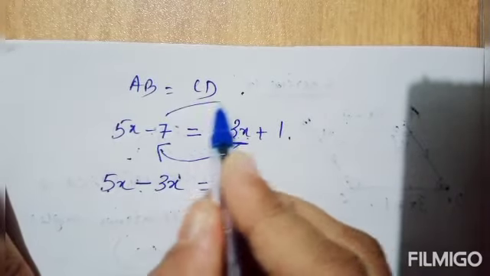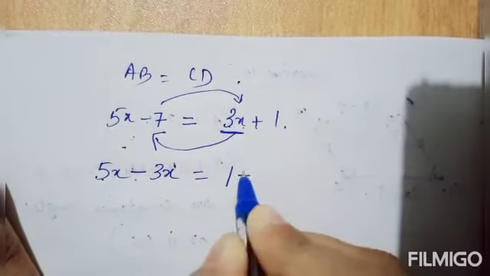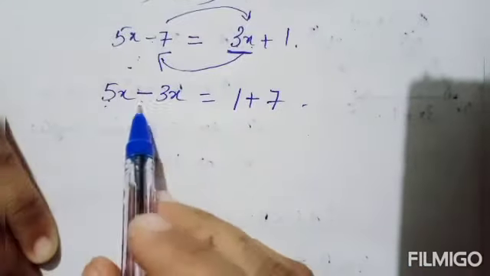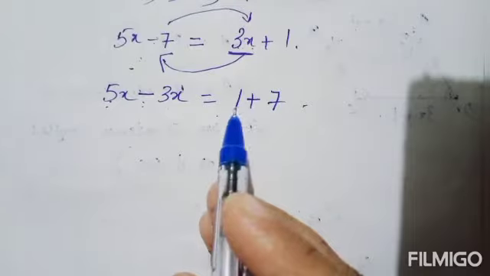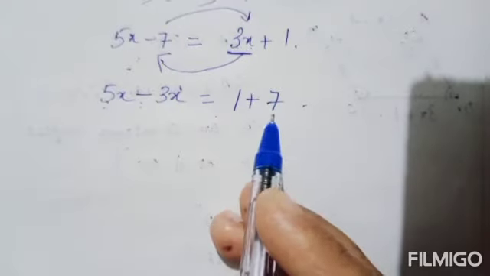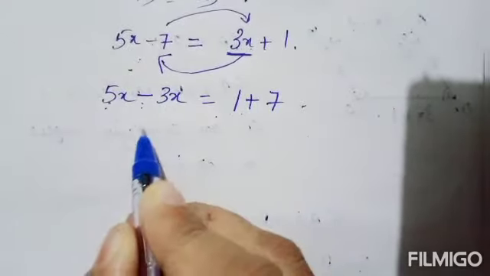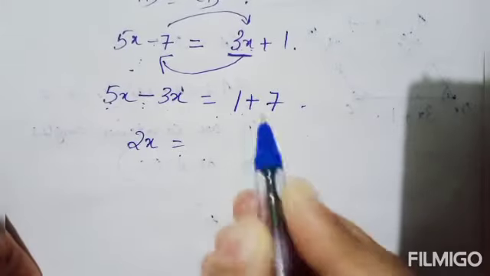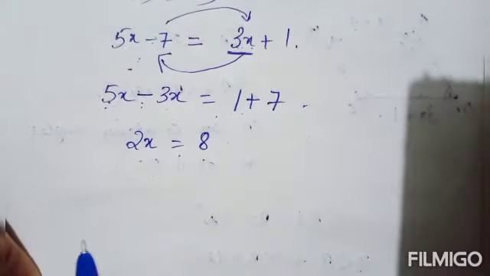This minus 7 you can take to the right side, so you will get plus 7. 5x minus 3x equal to 1 plus 7. Variables in one part and numbers in the other part. Now 5x minus 3x is 2x, equal to 1 plus 7, which is 8.